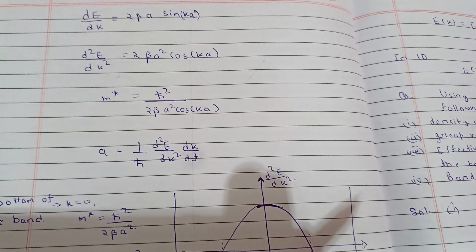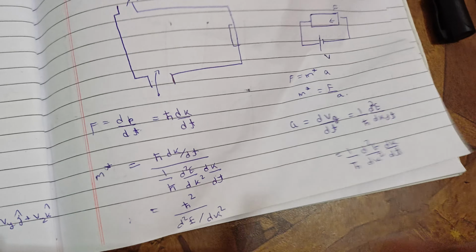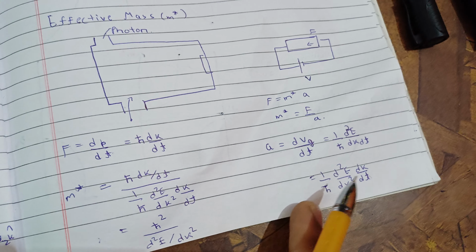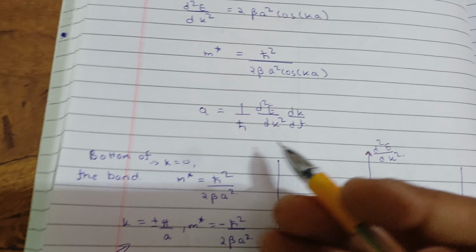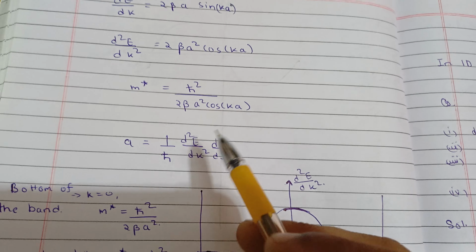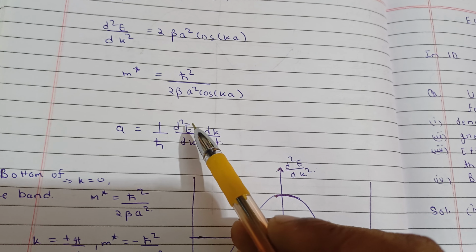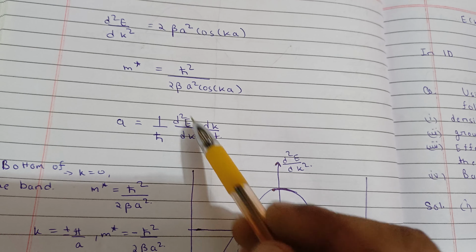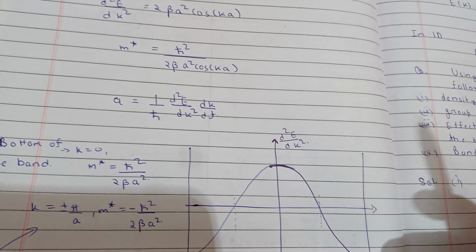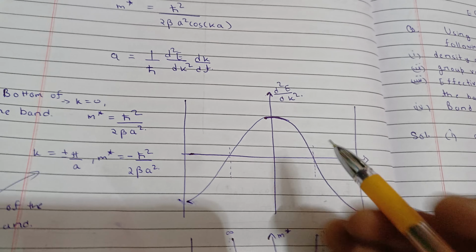Now what is acceleration? We already found the expression, that is d square E by dk square times dk by dt. We write it here. Now remember this effective mass. Now we will try to plot the effective mass and the acceleration. Here d square E by dk square represents the acceleration. This is the main thing which affects acceleration. So that's why we're going to plot d square E by dk square with respect to k.